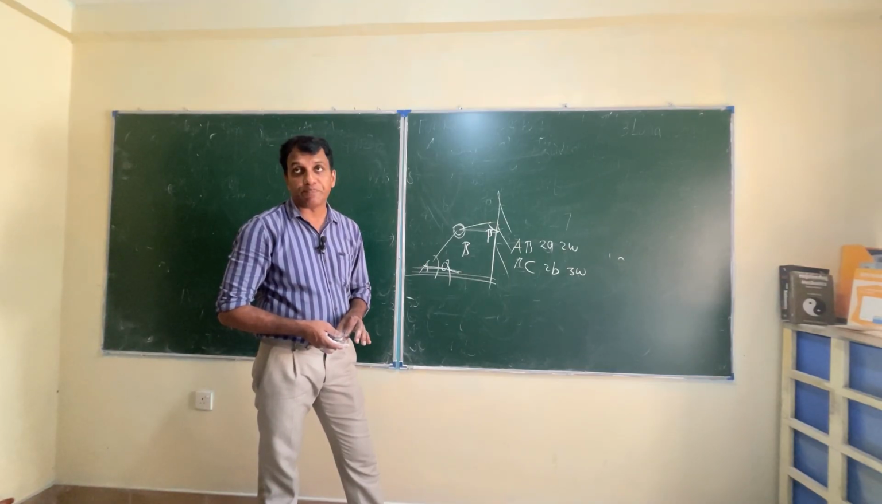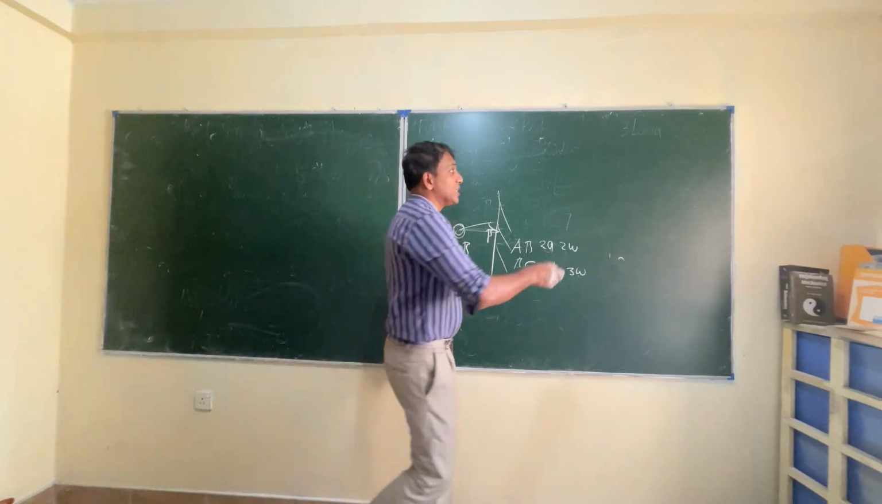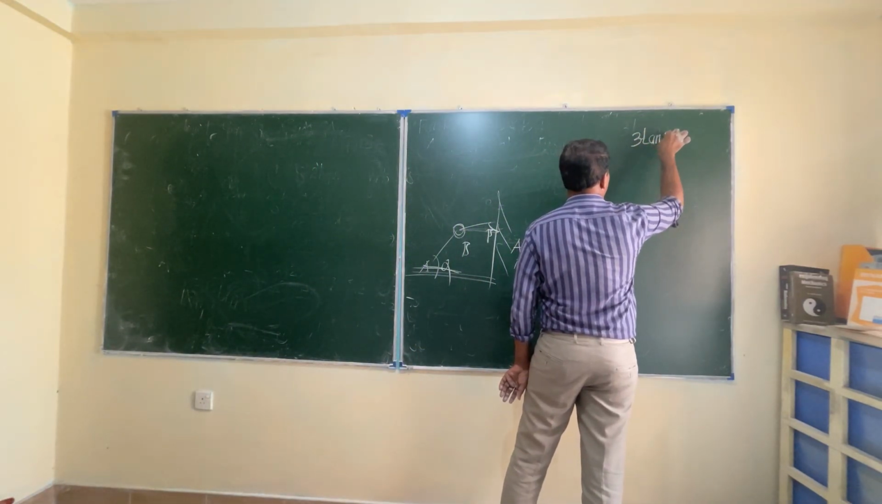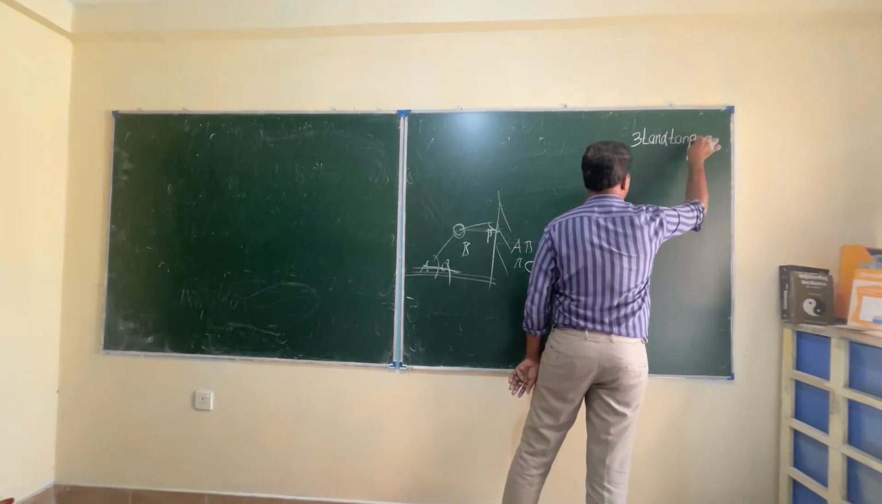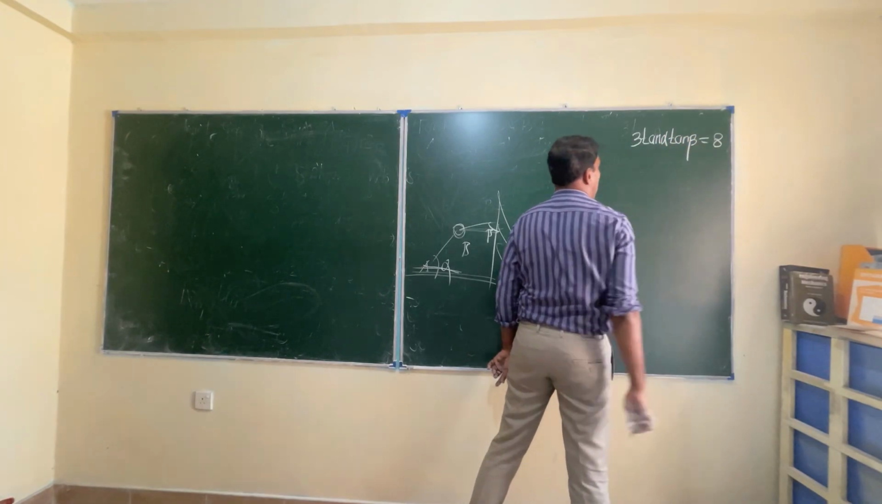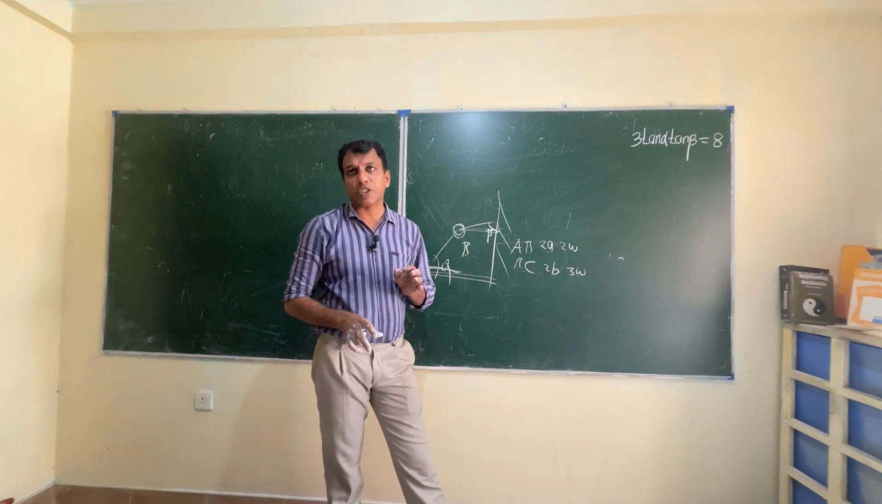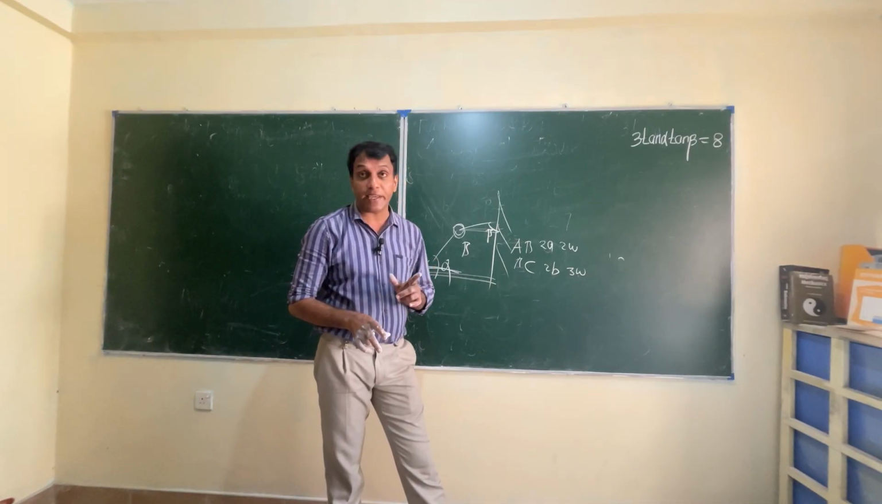The question is: in the equilibrium position, show that 3 tan alpha equals 3 tan beta equals 8. Interesting part.